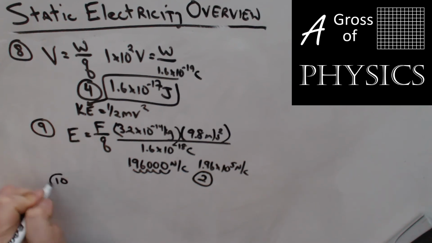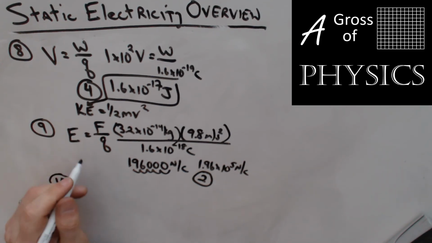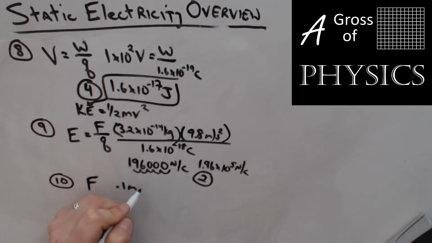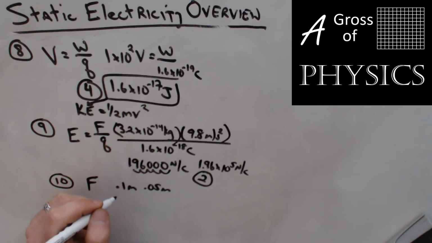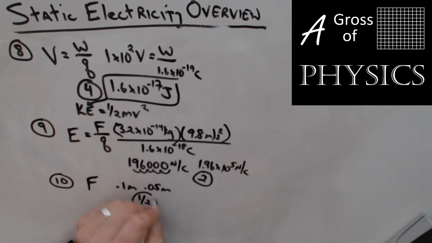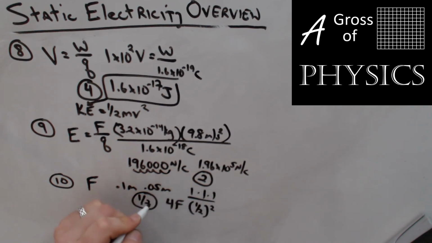Now, finally, number 10. Let's see what we have. Electrostatic force is F when they are 0.1 meter apart, and then we move them to 0.05 meter. So 0.1 to 0.05, that's half, right? Yeah, it's 2. So we made it half as big, so that's going to make the force 4 times bigger. So it's going to be 4F, because we do 1/2 squared on the bottom and 1 on the top.